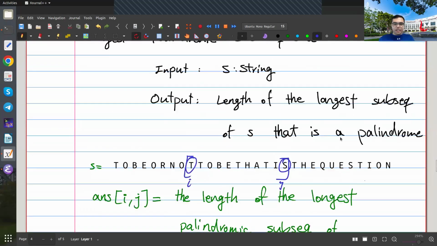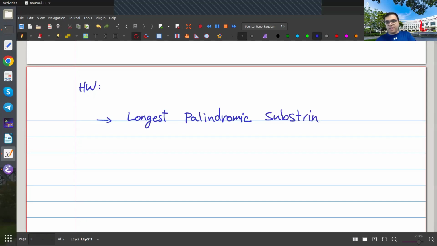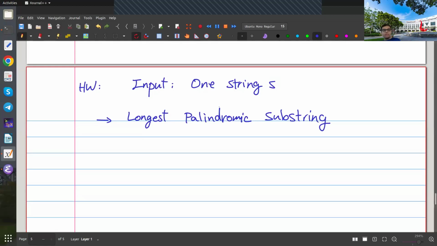We saw how to find the longest palindromic subsequence. What if I want the longest palindromic substring? Can you find this one? In all of these homeworks, my input is just one string S. I ask you what is the longest palindromic substring of this string. So not a subsequence, but a substring.